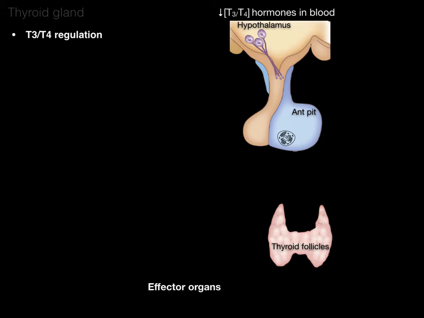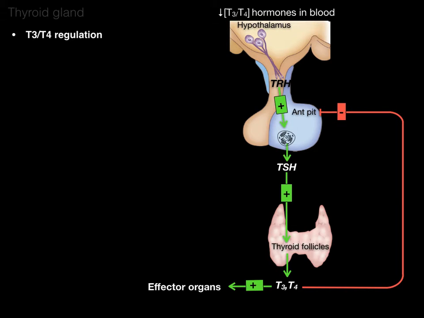So what happens is if the hypothalamus senses a decrease in concentration of T3, T4 hormones in the blood, the hypothalamus is going to release thyrotropin-releasing hormone, or TRH, through the hypophyseal portal system that targets cells in the anterior pituitary gland, which then secretes TSH, or thyroid-stimulating hormone, that stimulates thyroid follicle cells to then release T3 and T4 hormones into the blood, which then go and affect metabolic processes of effector organs. Now, as T3, T4 levels in the blood increase, they produce a negative feedback to the anterior pituitary to stop making TSH, as well as a negative feedback to the hypothalamus to stop producing TRH.